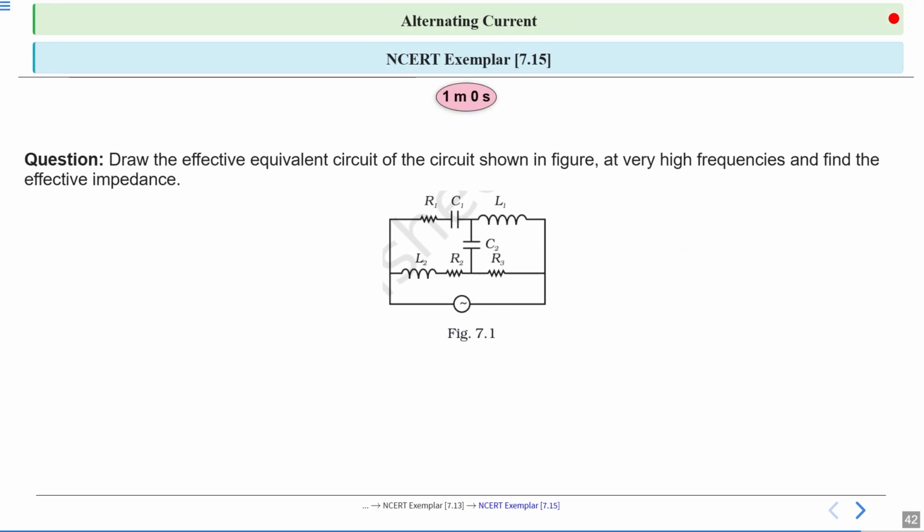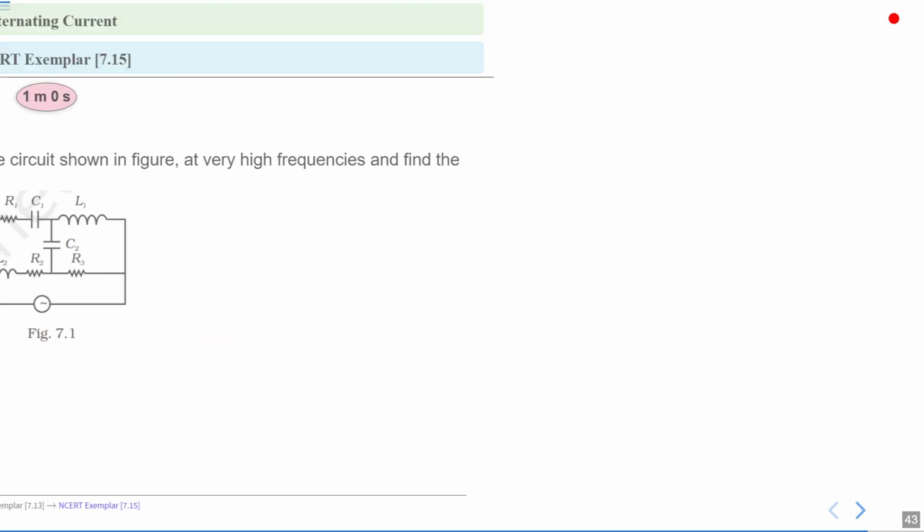Okay, next question: draw the effective equivalent circuit of the circuit shown in the figure at very high frequencies and find the effective impedance. So in this circuit, you have to find the effective impedance at very high frequencies, near to infinity. Let's see the solution.